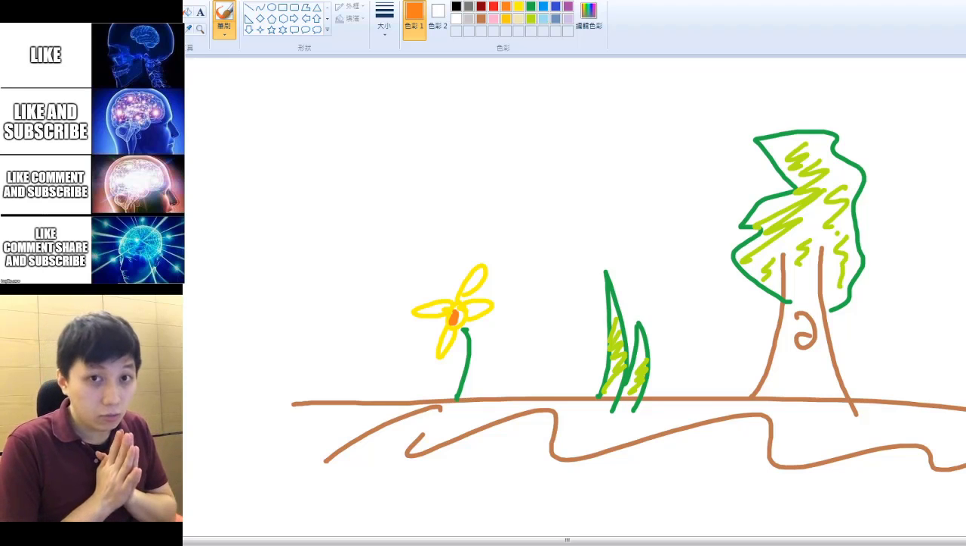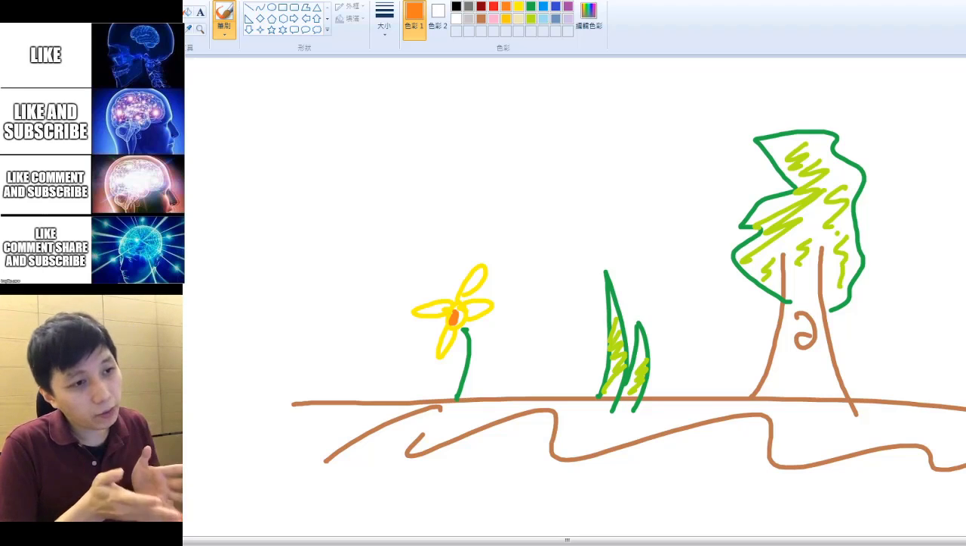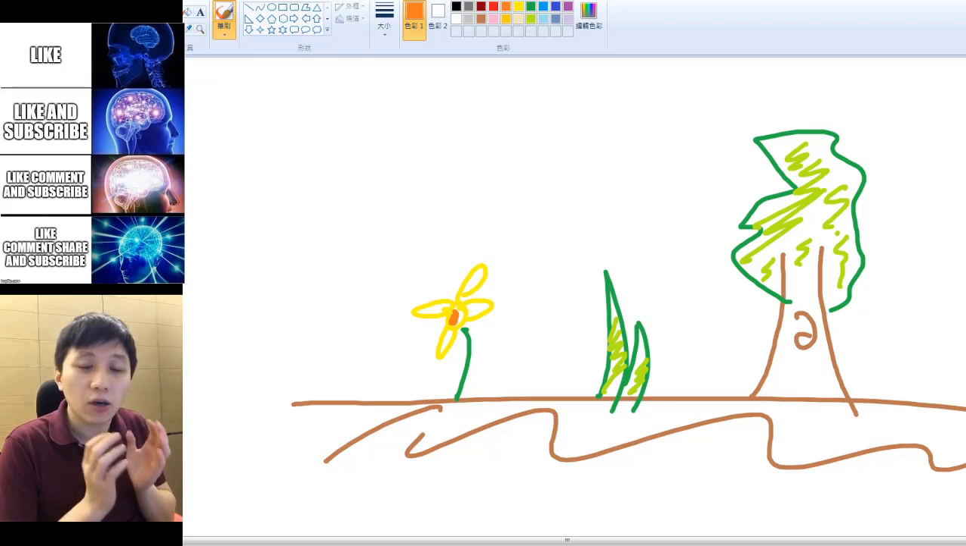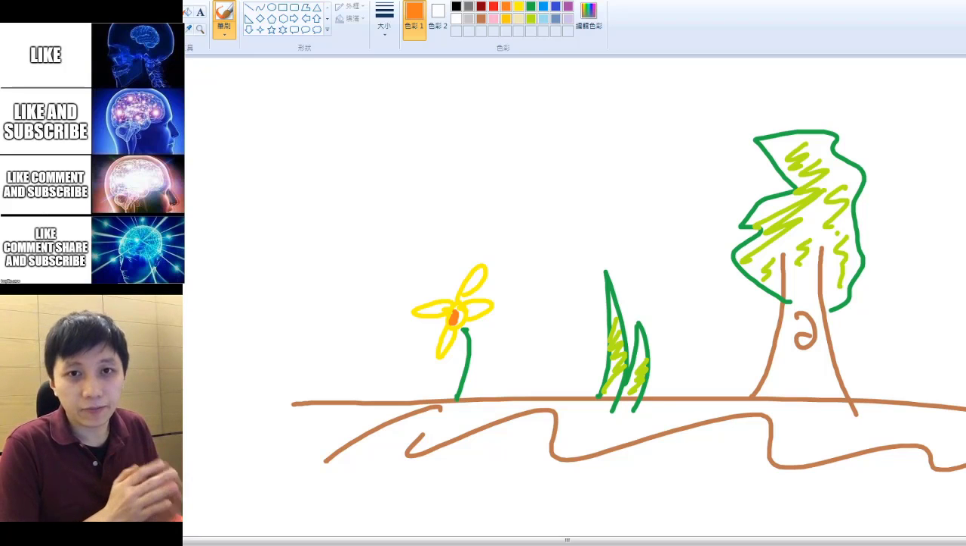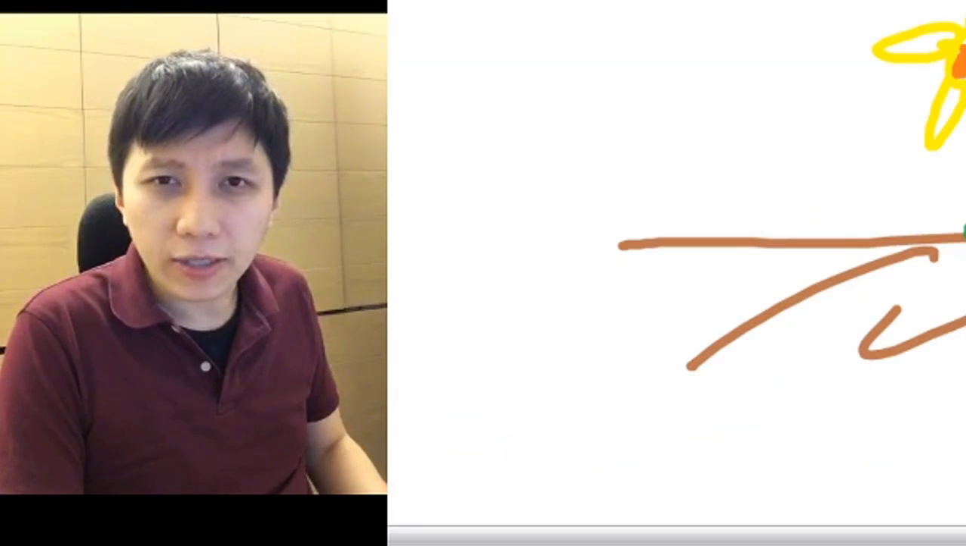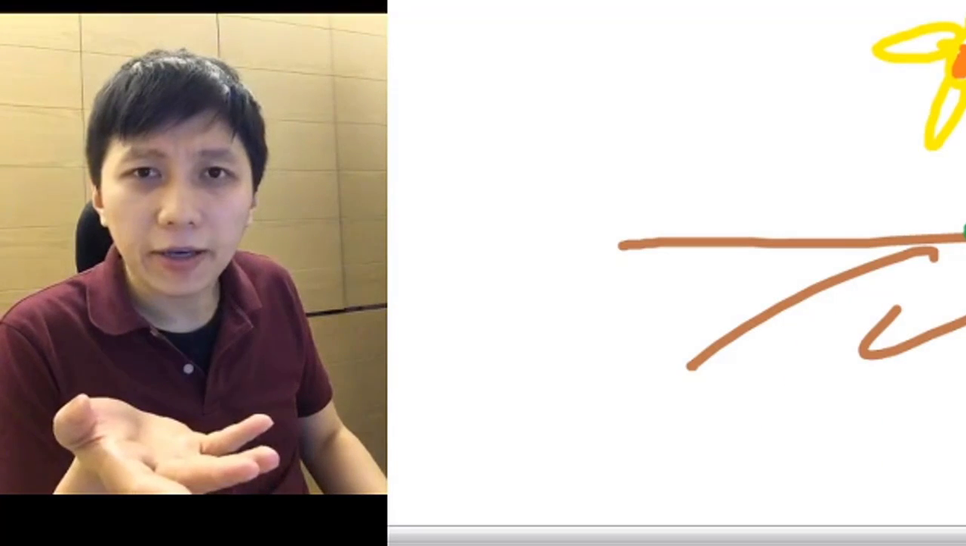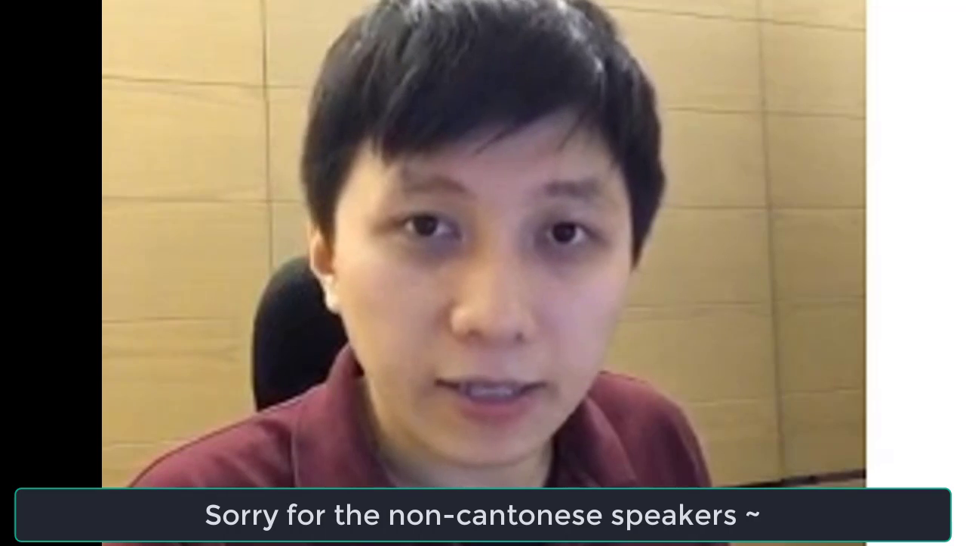Long time ago, in a forest, there's a flower, a grass, and a tree. One of them got invited for the Olympia ice skating. Who is it? The answer is the flower. Why? Because 花式溜冰.